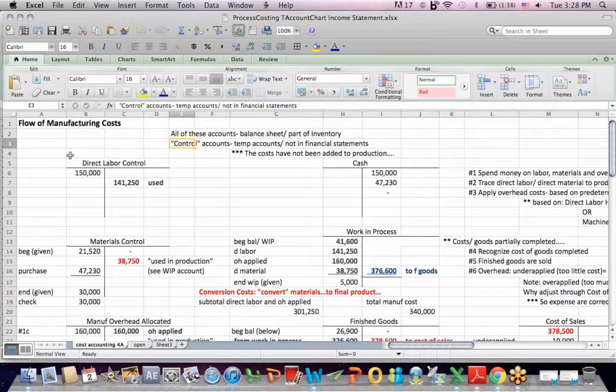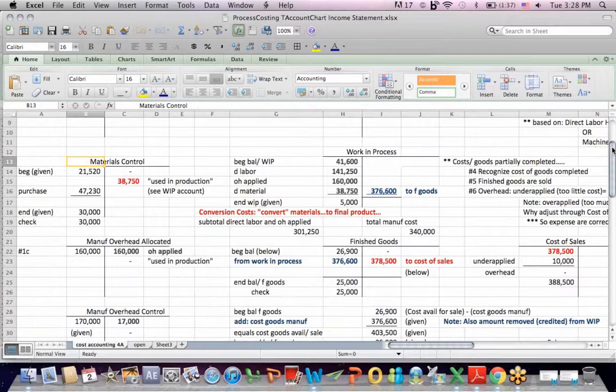So if you can imagine, we spend some money on labor costs. We debit an account called labor control, and we credit cash for $150,000 for spending on labor. We also buy some materials. We have a beginning balance of materials on the shelf at the beginning of the period. We make some purchases, $47,230. So we've now bought some materials. We have a labor control account for labor, and a materials control account for materials.